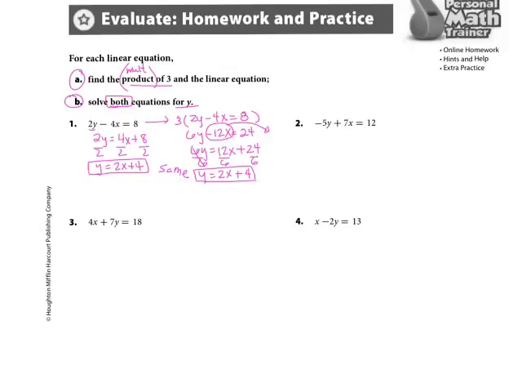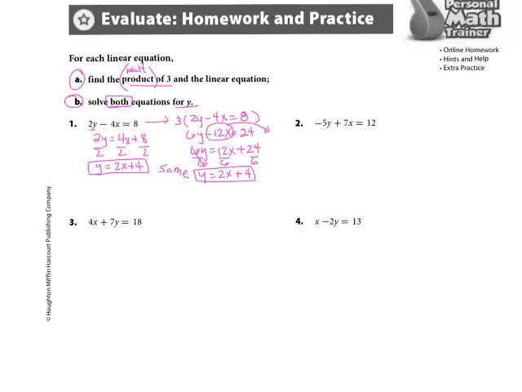You can see here that this was a problem that I did in class. And so what they were asking you to do was to solve both of the equations for y. We solved the first equation for y by dividing every number by 2, leaving us with y equals 2x plus 4. And of course, we moved the negative 4 to the other side. That's why it's on this side and positive.